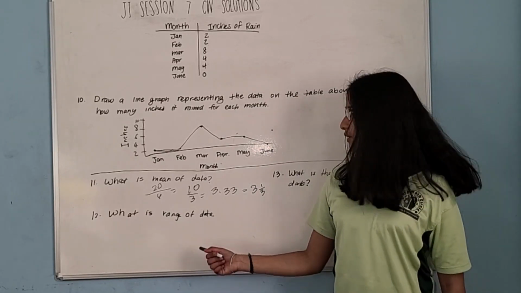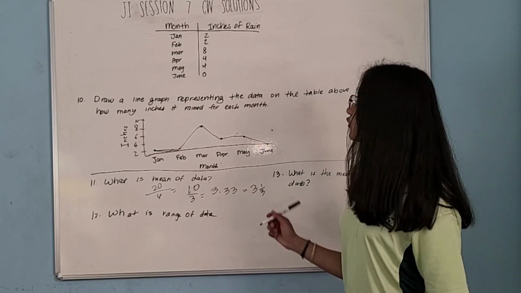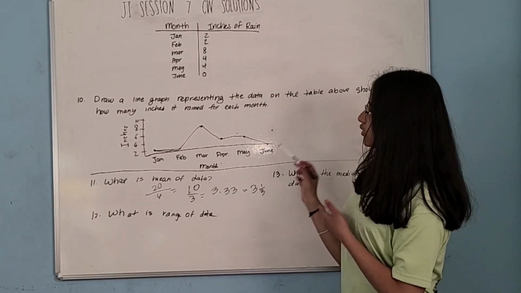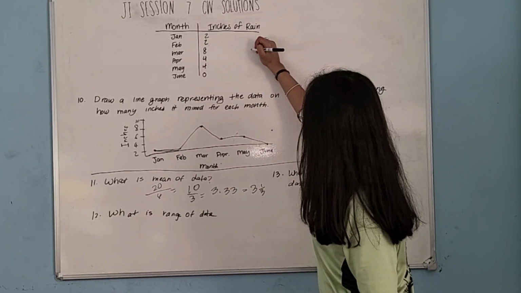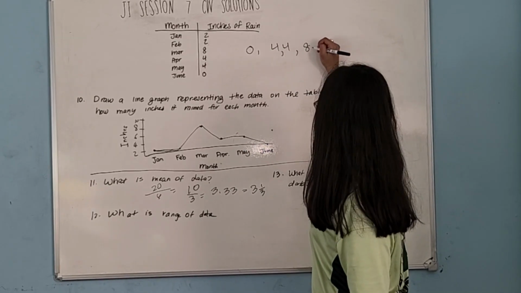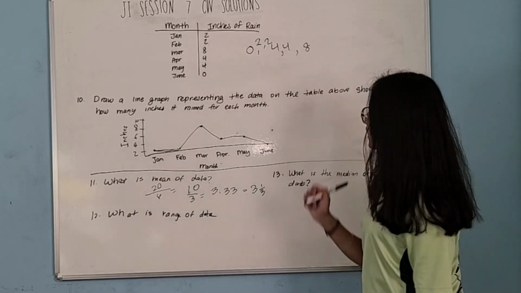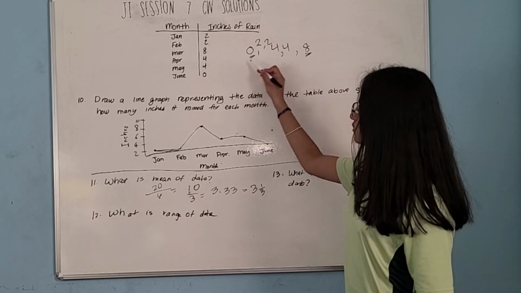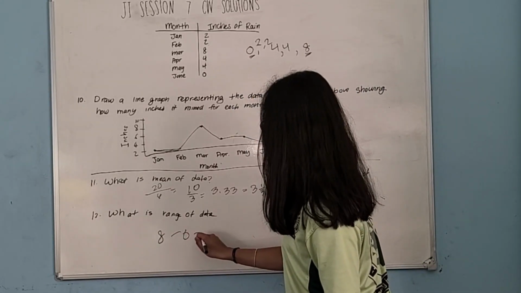Moving on to number 12. Number 12, what is the range of the data? Now for the range of the data, it's the difference of the largest number and the smallest number. Now we're going to put this in order over here. So we have 2, 2, 4, 4, and 8. Now seeing this, you know that the largest number is 8. The smallest number is 0. So that would be 8 minus 0, which is 8.